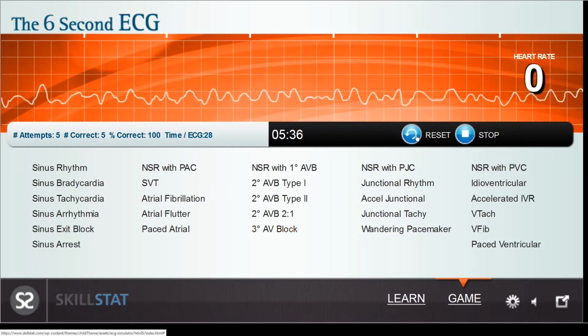VFib. So this is ventricular fibrillation. You will never have a pulse with this. It will always be pulseless. This is a cardiac arrest. Ventricular fibrillation.